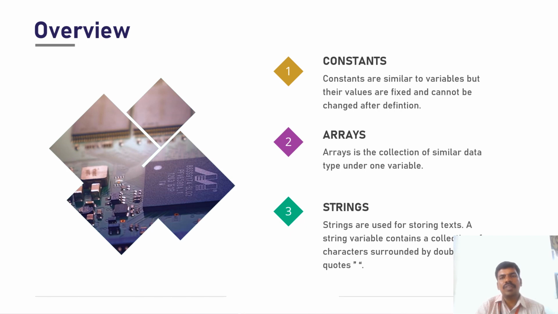Constants are similar to variables, but their values are fixed and cannot be changed after definition. An array is a collection of similar data types under one variable. An array is a collection of similar items which are stored in consecutive memory locations. Strings are used for storing text. A string variable contains a collection of characters surrounded by double quotes.